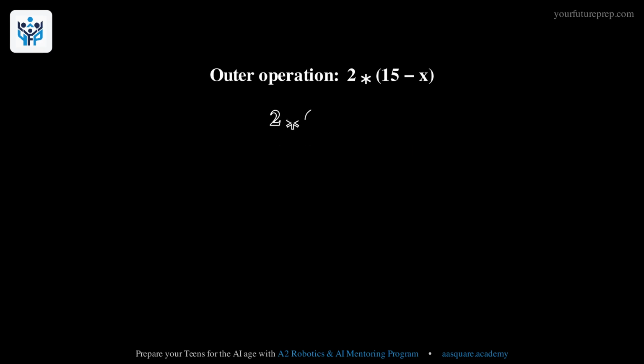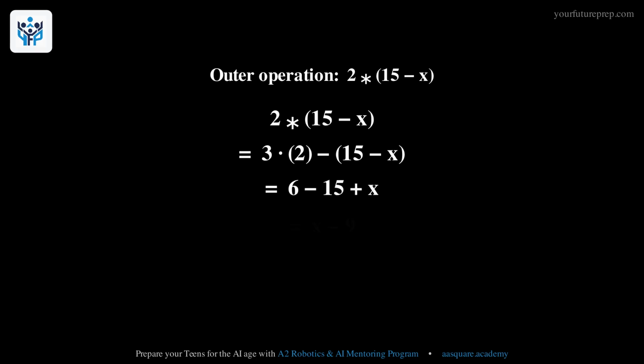Now do the outer operation. 2 star the quantity 15 minus x. Here A is 2 and B is 15 minus x. So it is 3 times 2 minus the quantity 15 minus x. That is 6 minus 15 plus x, which simplifies to x minus 9.